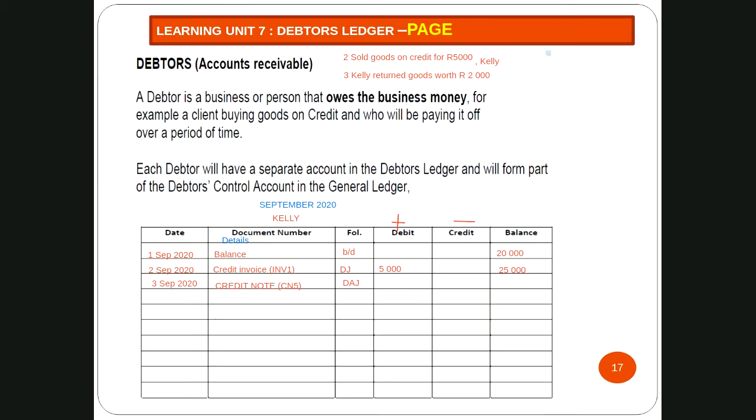Now, when Kelly returns goods worth 2,000, what do you think will happen to the account for Kelly? How are we going to affect it? Are we going to increase the account or decrease? Because she's going to owe us less, right? Under which side? Credit side. I'm going to put how much? 2,000. Thank you so much.